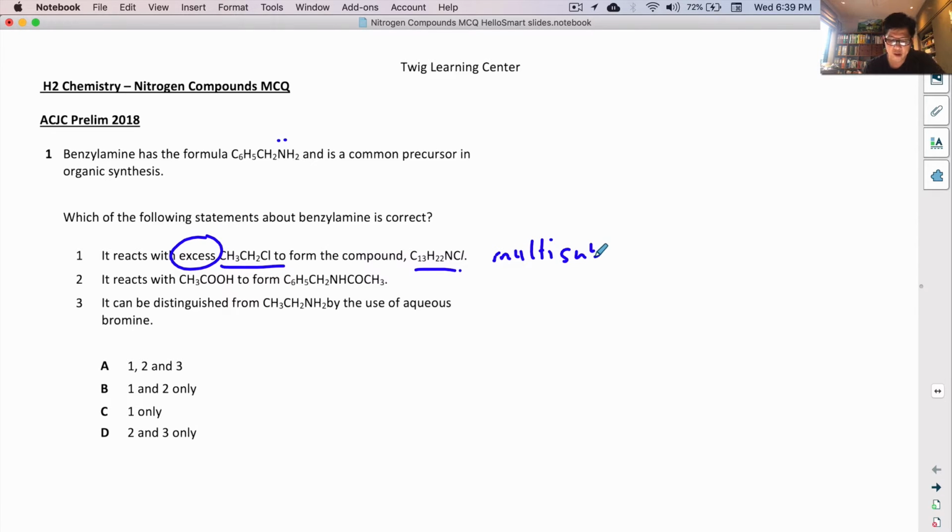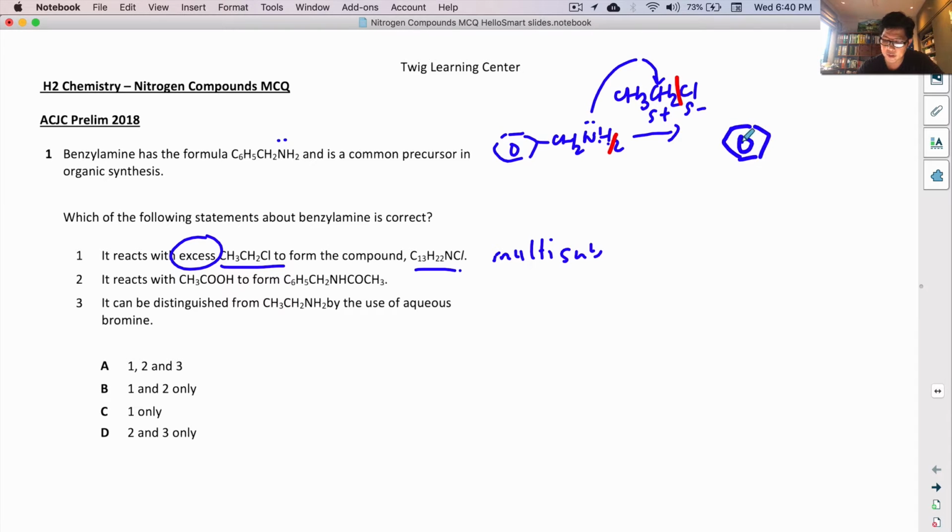multi-substitution. Let me just run through the thought process of how this is done. You start with C6H5CH2NH2, which is your nucleophile. If it reacts with a halogenoalkane, which is CH3CH2Cl, the brief mechanism is delta plus, delta minus, it will take this carbon, kick out the Cl and kick out one H. So the first product you can draw is C6H5CH2NH, there will still be an H over here, and this will become CH2CH3.